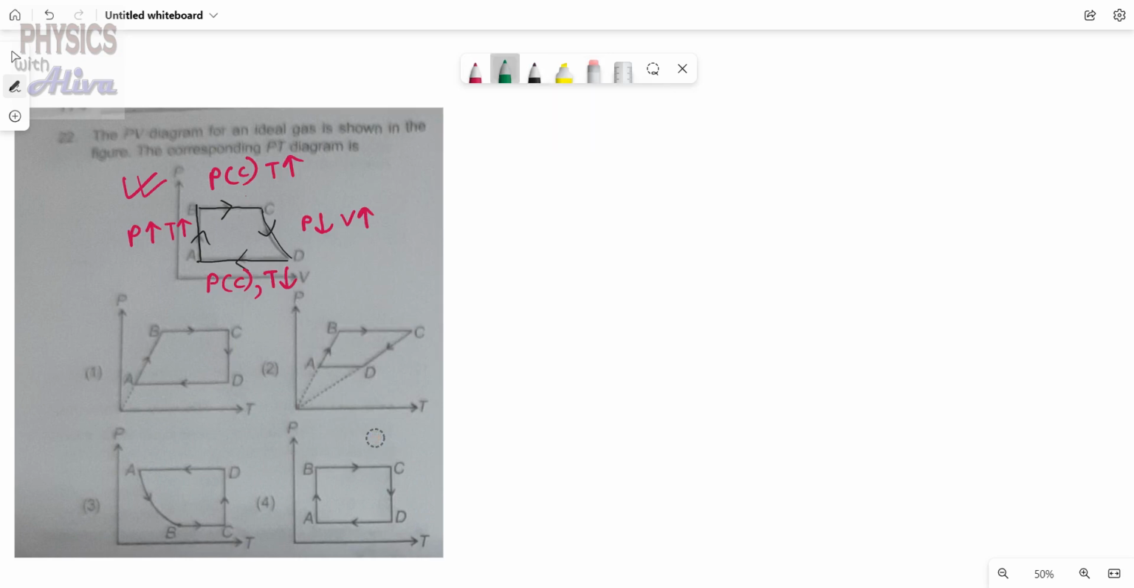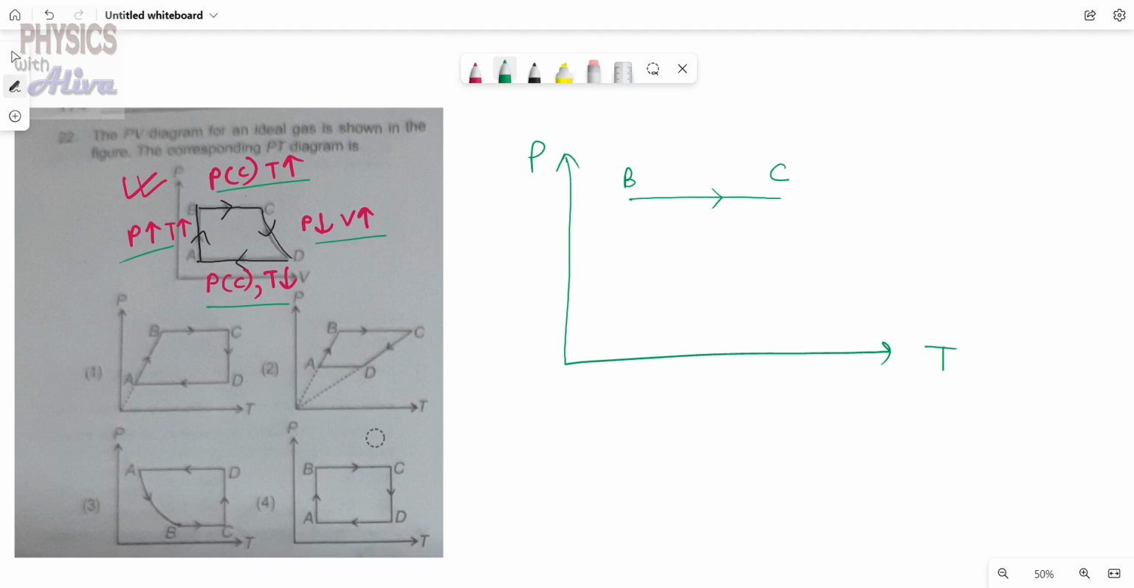Now we will draw this PT diagram. We have written the information in this picture. So we will start with BC. In BC we can see the pressure is constant and temperature is increasing. So this is BC. Now we will come to AB.